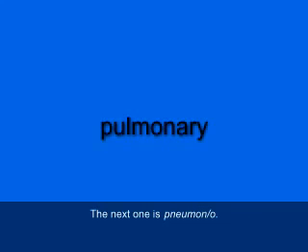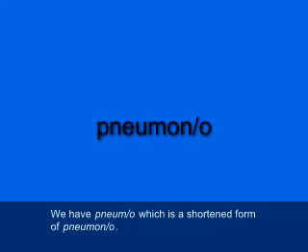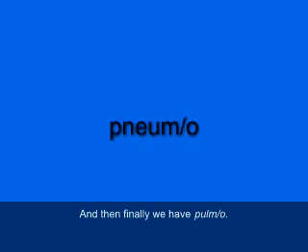The next one is pneumono, PNEUMON/O. And then the next two are probably less commonly used. We have pneumo, which is a shortened form of pneumono, and pneumo is PNEUM/O. Notice there's no extra ON in there. And then finally we have pulmo, PULM/O.